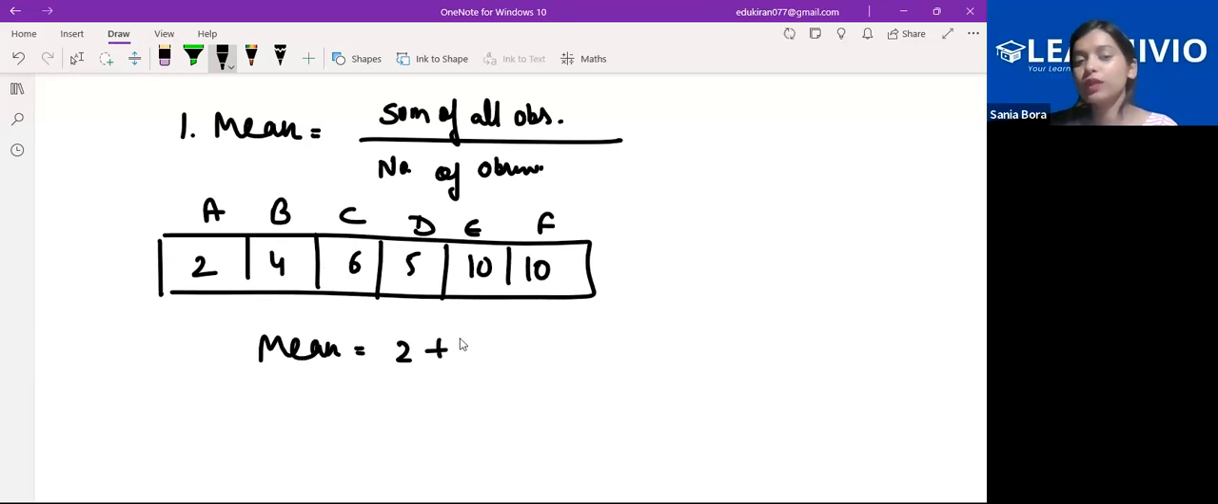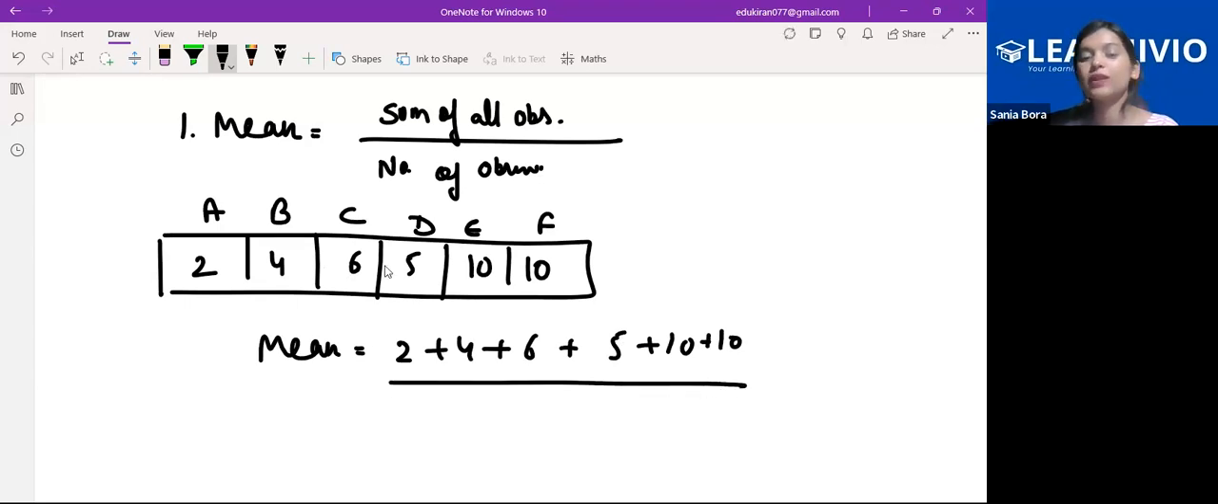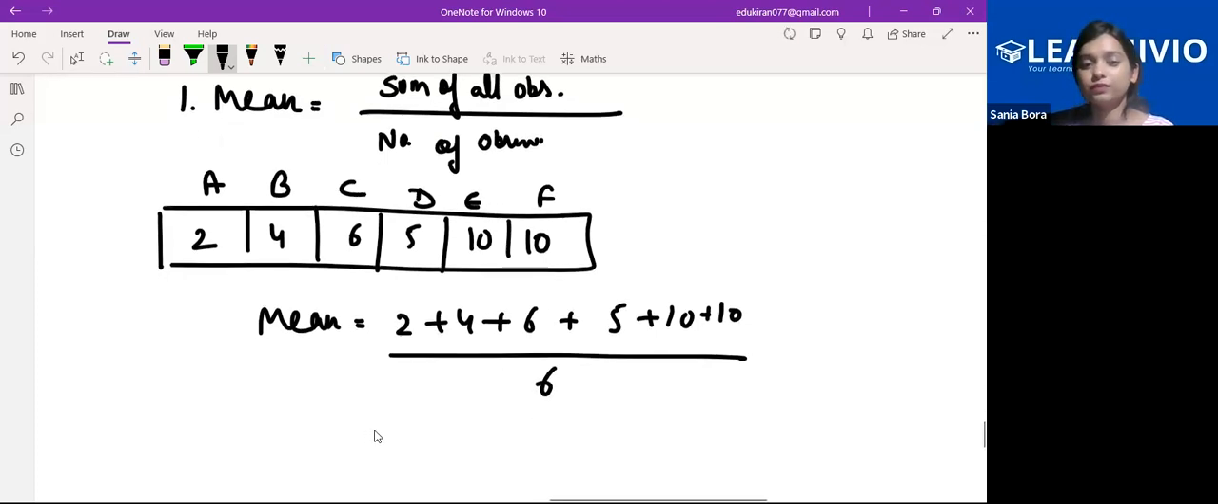That means 2 plus 4 plus 6 plus 5 plus 10 plus 10, divided by how many students there are. 1, 2, 3, 4, 5, 6. You will divide it by 6. Whatever you get, you solve it and that will be your mean. Is mean clear to everybody?